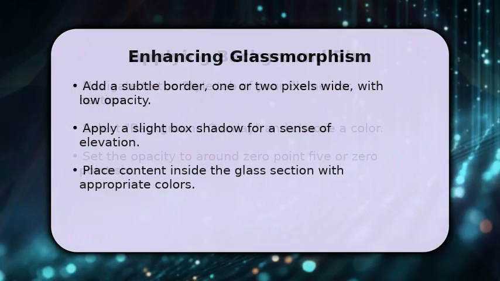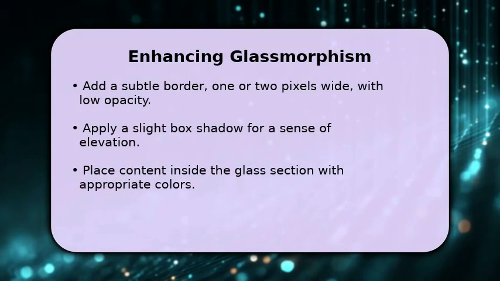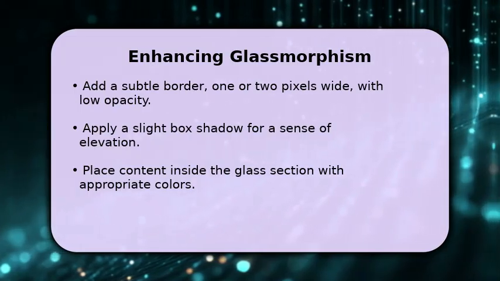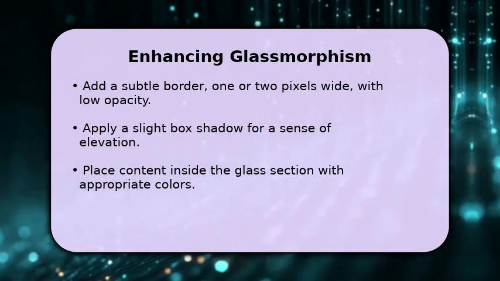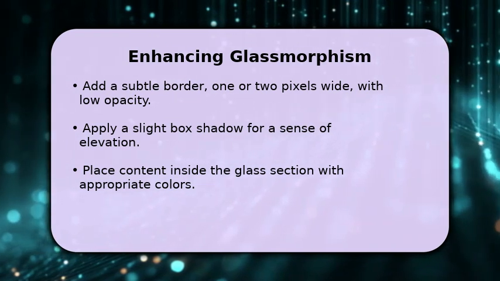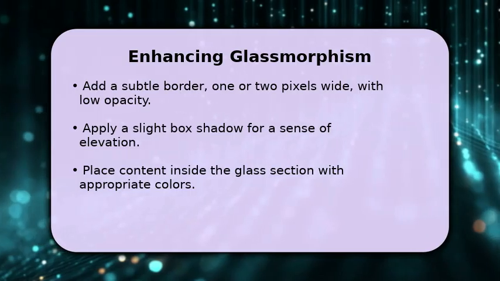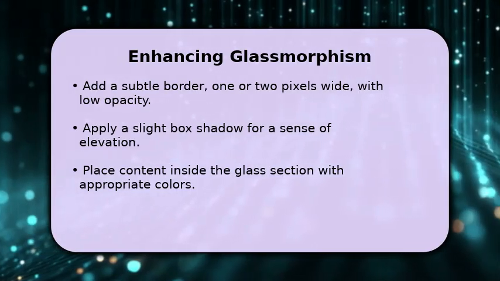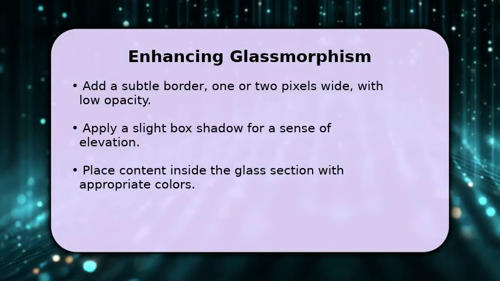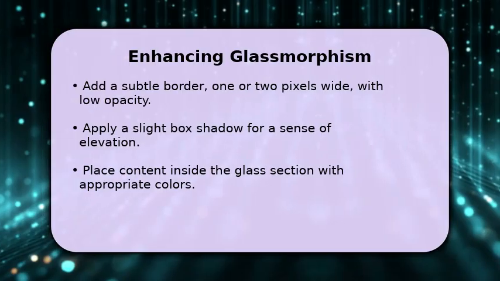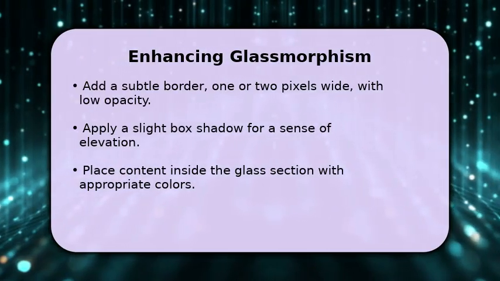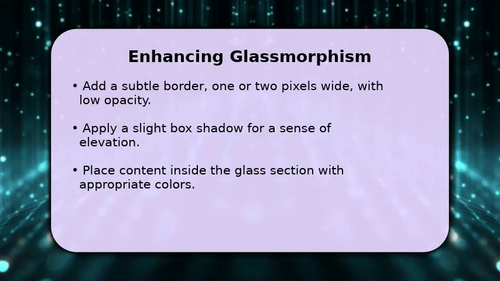To truly perfect the glass effect, let's add some finishing touches. Consider a subtle border, perhaps 1 or 2 pixels wide, with a very low opacity to define the edges. A slight box shadow can also add a sense of depth, making the glass element appear to float above the background. Finally, ensure your content placed inside the glass section uses colors that are easily readable. Always test your design across various screen sizes for optimal responsiveness.